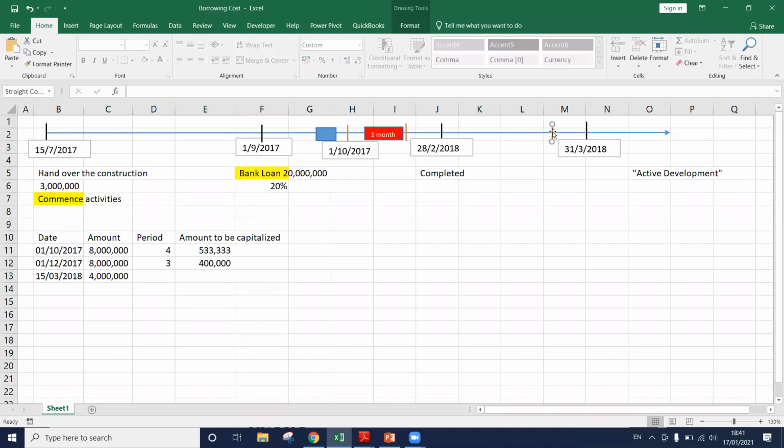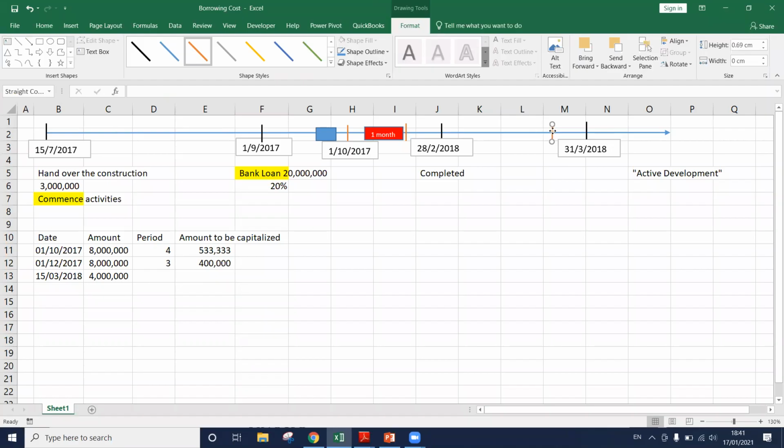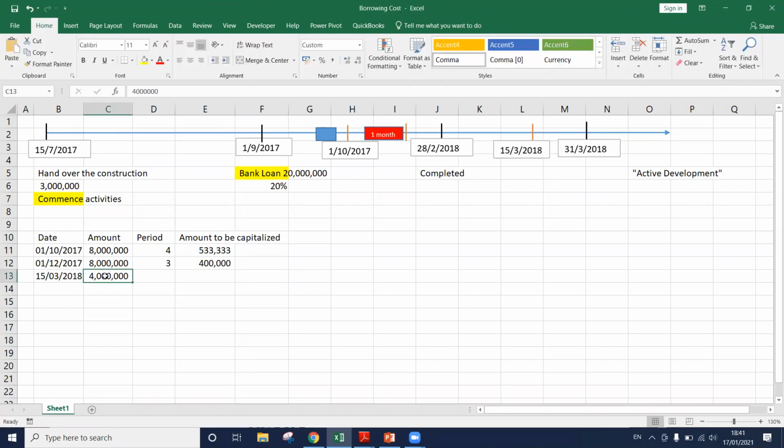Here, we disburse another 4 million. Out of the loan we took, we spend another 4 million on construction work, on 15th March 2018. For how many months of interest on this 4 million can we capitalize? Right? For how many months can we capitalize the borrowing cost associated with this 4 million?